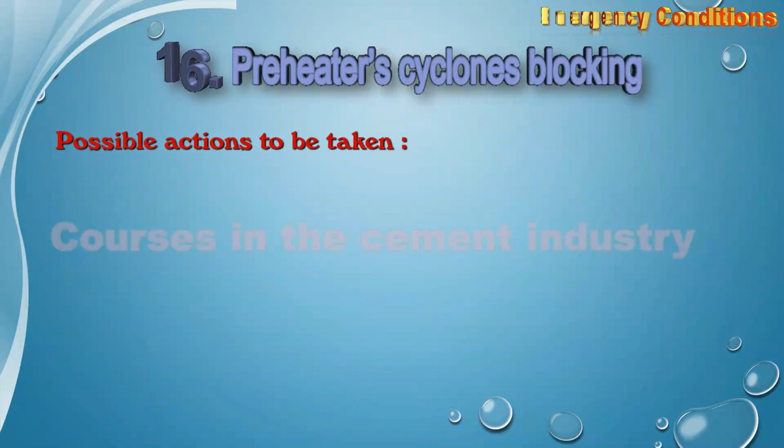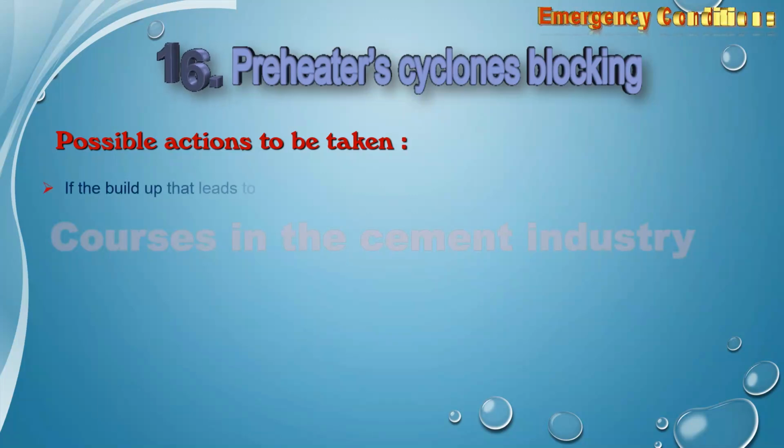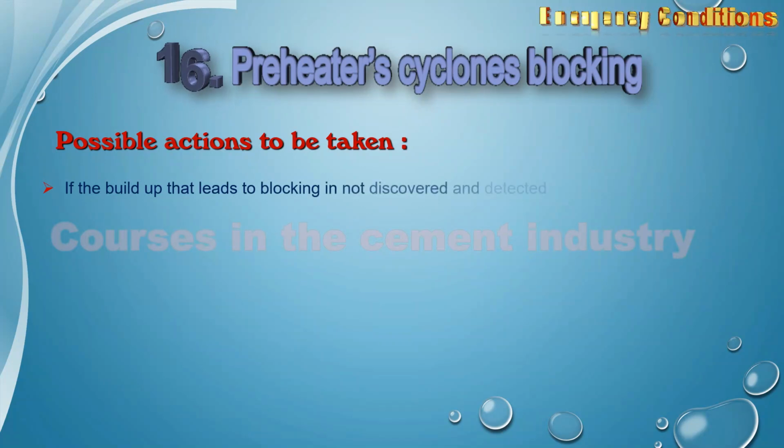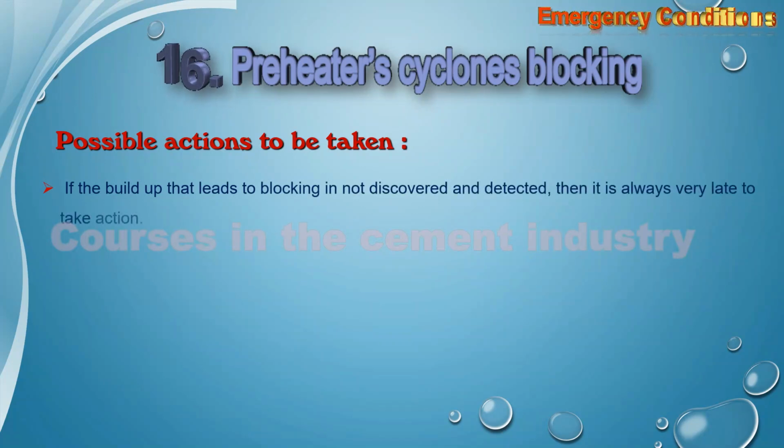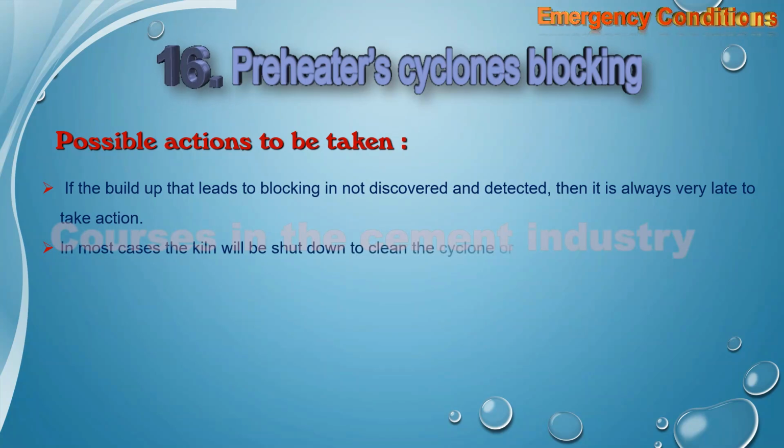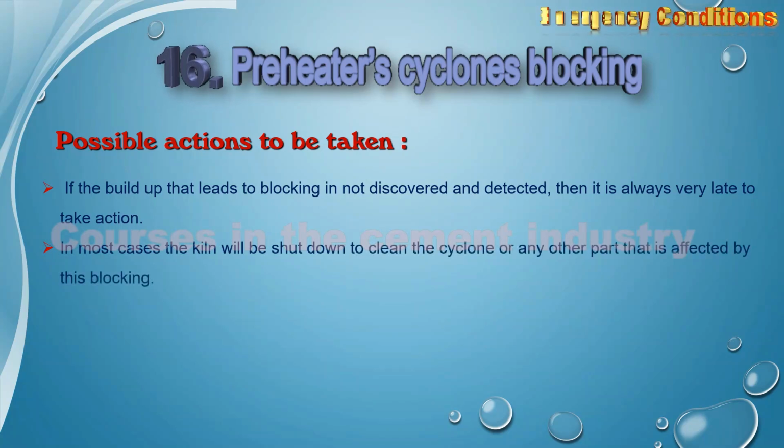Possible actions to be taken. 1. If the build-up that leads to blocking is not discovered and detected, then it is always very late to take action. 2. In most cases the kiln will be shut down to clean the cyclone or any other part that is affected by this blocking.